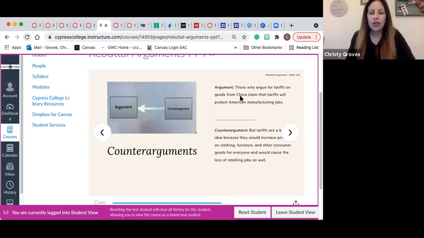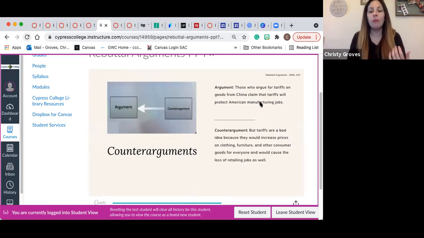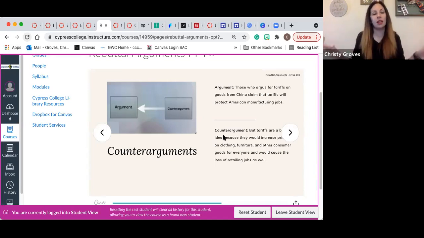So here, the argument is those who argue for tariffs on goods from China claim that tariffs will protect American manufacturing jobs. Okay, so that's the reason, right? They say, hey, we should have tariffs on goods from China because that will help us protect American manufacturing jobs specifically. Now, if we look at this counter argument, we're going to notice that the counter argument doesn't address protecting American manufacturing jobs at all, right? It just presents alternative benefits to the opposing viewpoint.